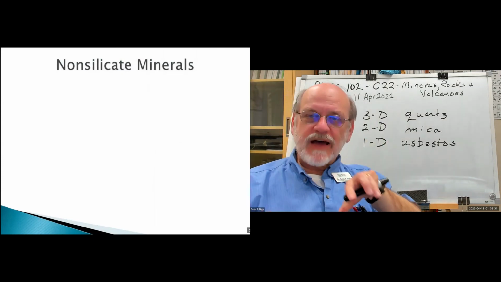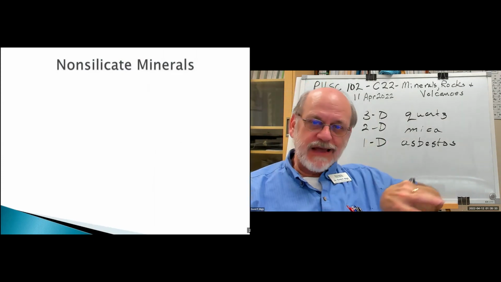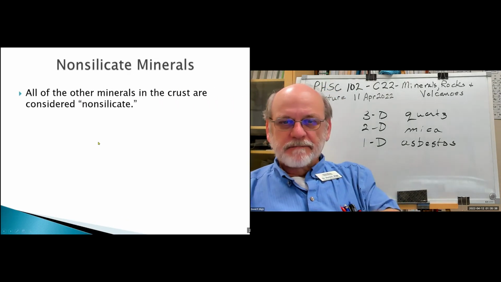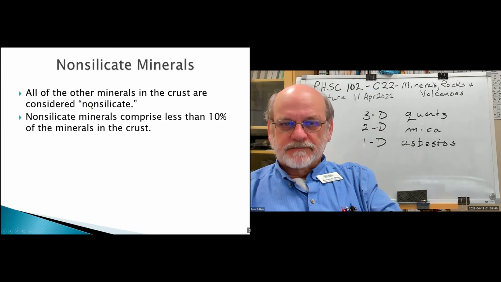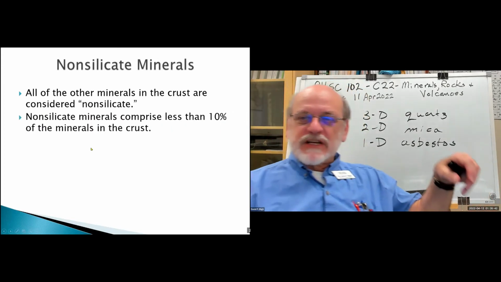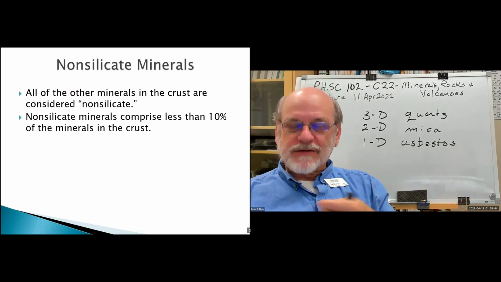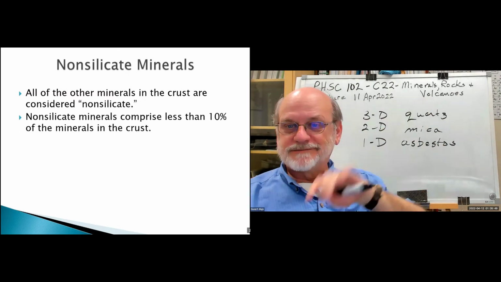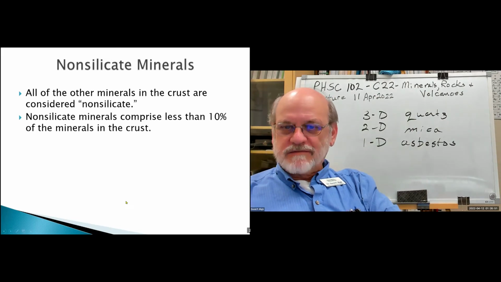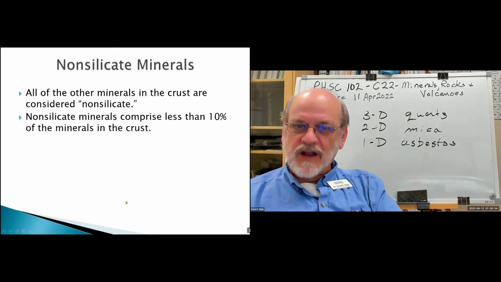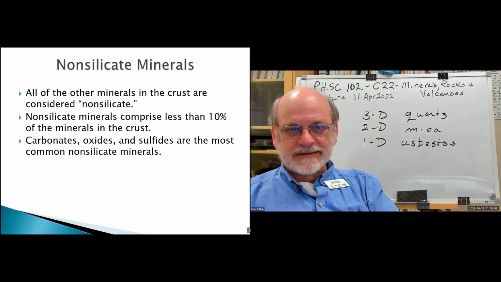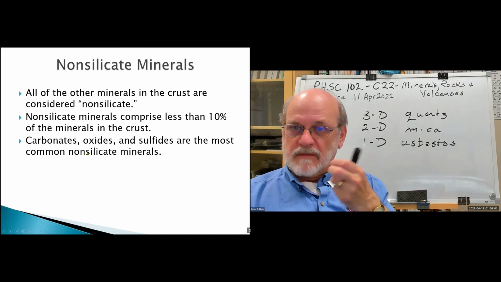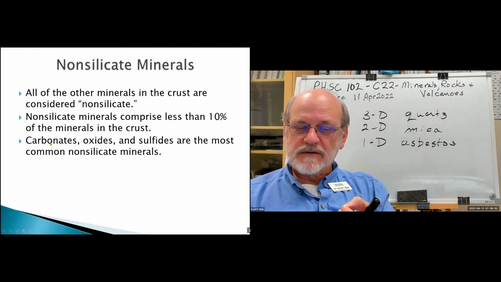Okay, so we can subdivide our minerals into two classes: the silicate minerals and the non-silicate minerals. And by definition, the silicate minerals have silicon and oxygen in them, and the non-silicates are everybody else. Fortunately, only about 10% of the minerals are non-silicates. And they fall into roughly a group of carbonates.